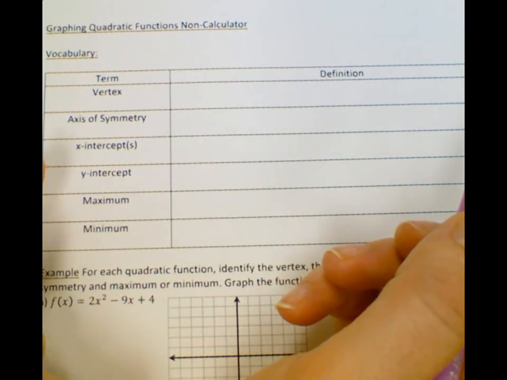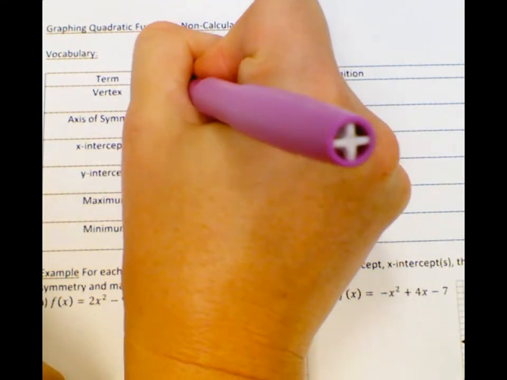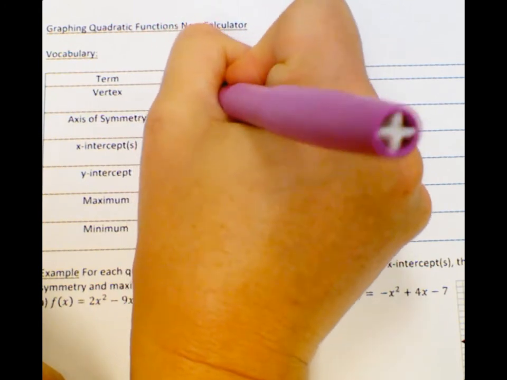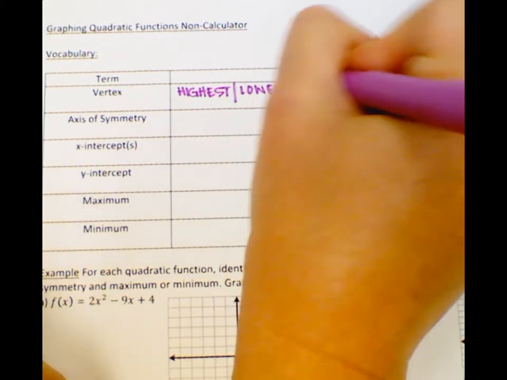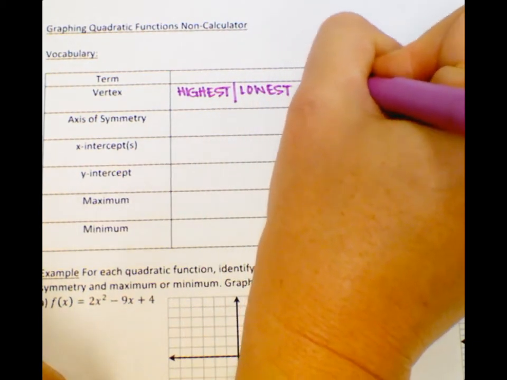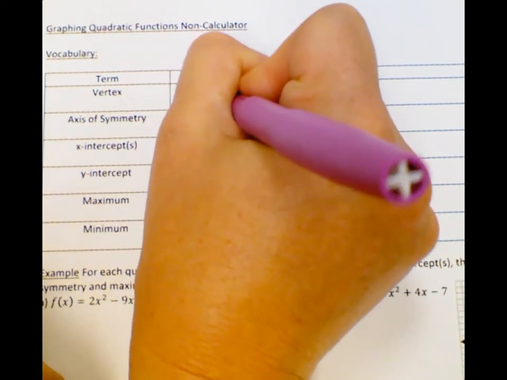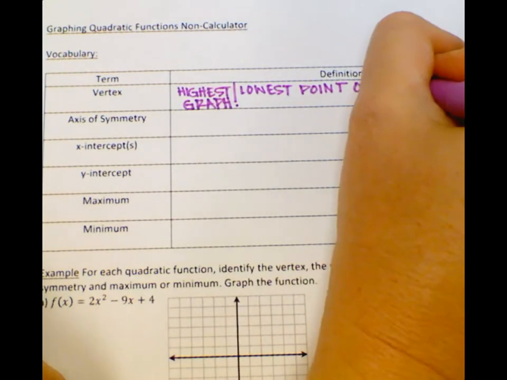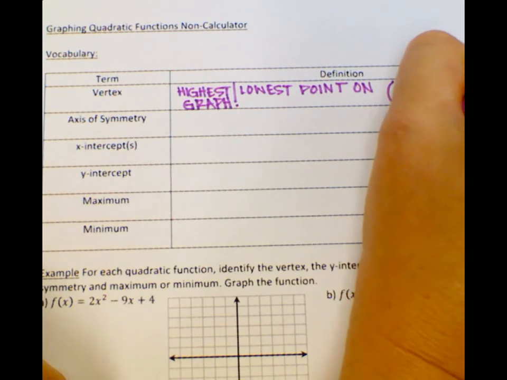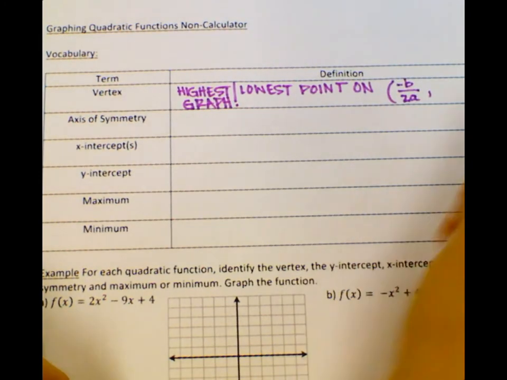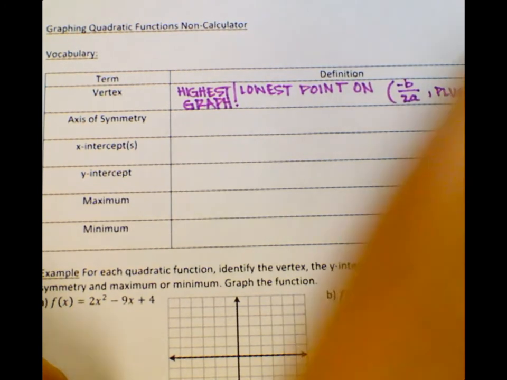The vertex of the parabola is the highest or lowest point on the graph. Now, to find it, to find your x-coordinate, we do negative b over 2a. To find the y-coordinate, we plug in. And again, I'm going to show you how to do this here in just a second.